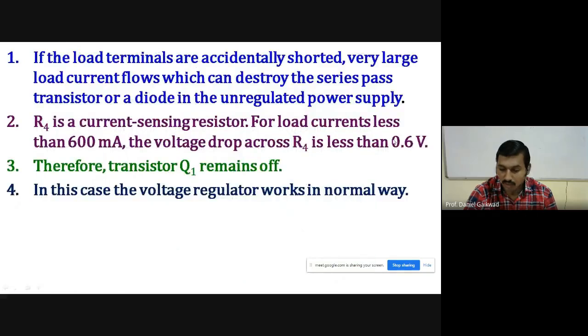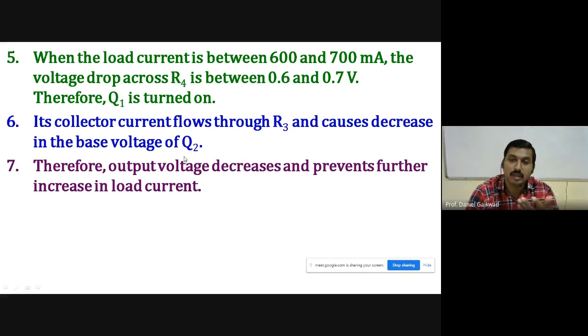Now, if that voltage is less than 0.6, then transistor Q1 remains off and doesn't conduct current. So Q1 will remain off. In this case, the voltage regulator works in the normal way. So there is no need of regulation. So voltage regulation works in the normal way, meaning the working will be normal. Now, if the voltage suddenly increases, what happens?